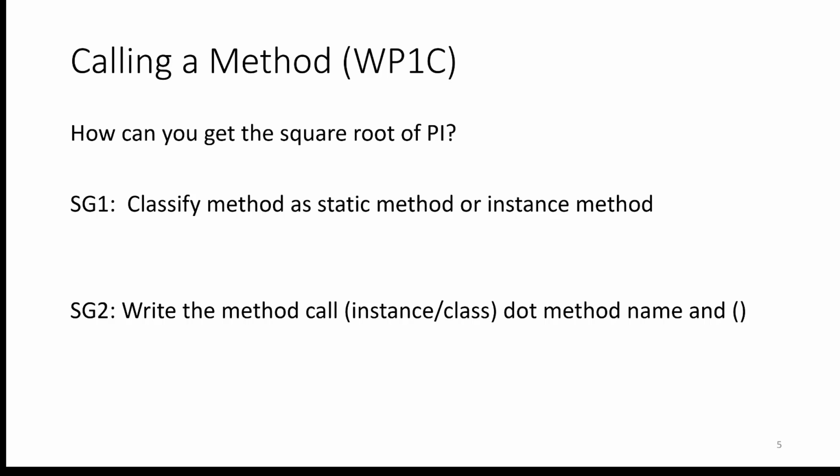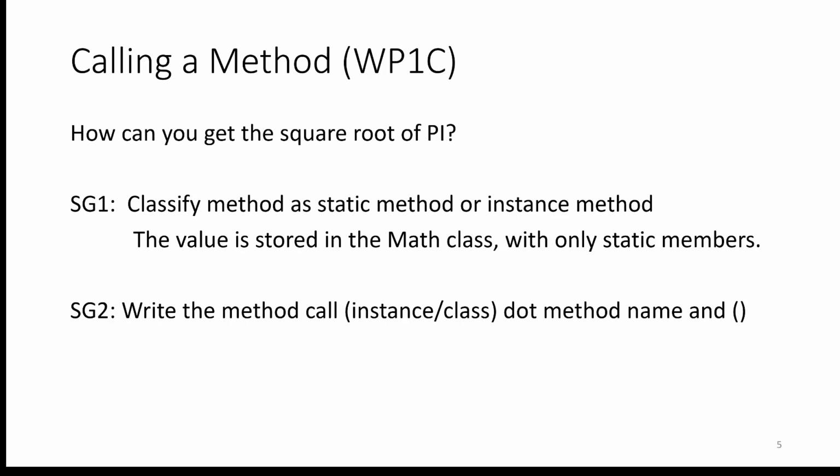Here's our second example. How can we get the square root of pi? Well, the first subgoal, we need to classify and see if we have a static or an instance method. As mentioned before, everything in math is static, and it only has static members, so in this case, it's static.